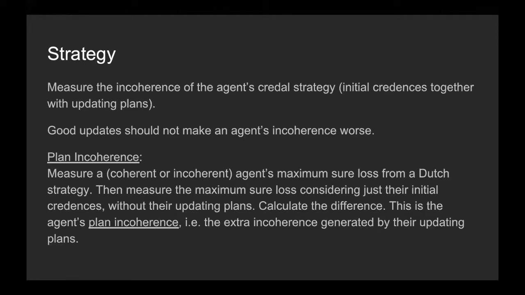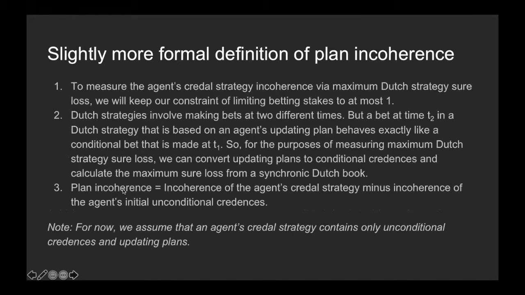You measure a coherent or incoherent agent's maximum sure loss from a Dutch strategy. Then you measure the maximum sure loss considering just their initial credences without the updating plans, and then you calculate the difference, right? So that's the agent's plan incoherence, which is just the extra incoherence that comes from their updating plans.